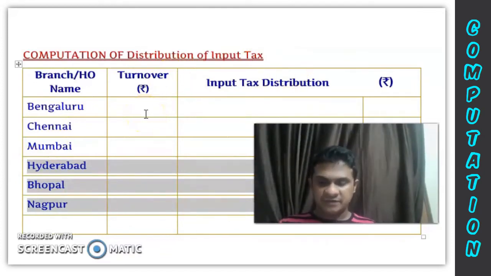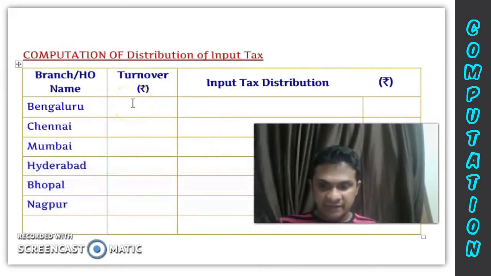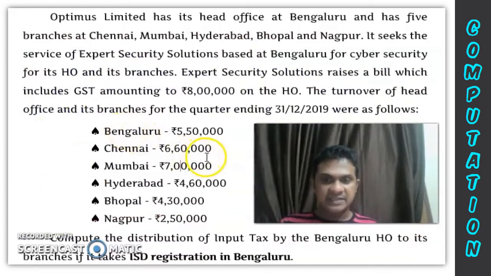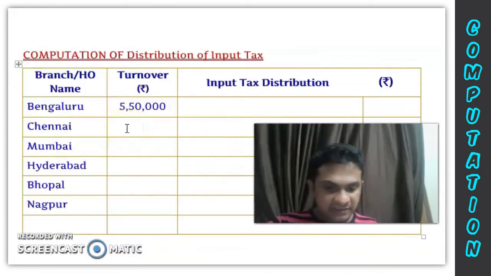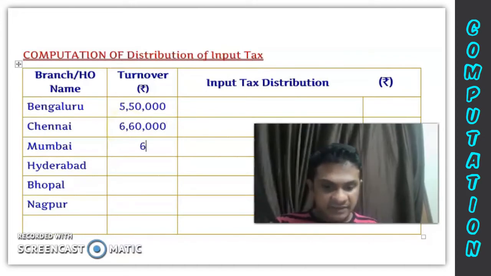Next we need turnover ka figure. So that's they have given here. We'll be writing the turnover value, each head office and branches ka turnover value. So 5,50,000 Bengaluru ka turnover, and Chennai ka turnover is around 6,60,000, I guess. Yeah, 6,60,000. Mumbai is 7 lakh.